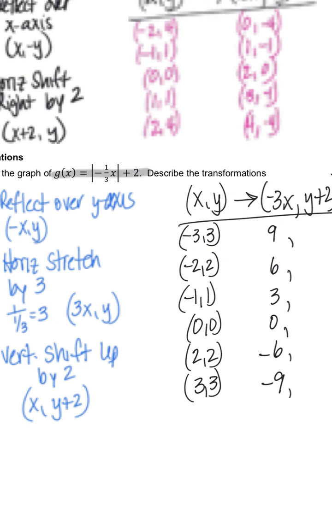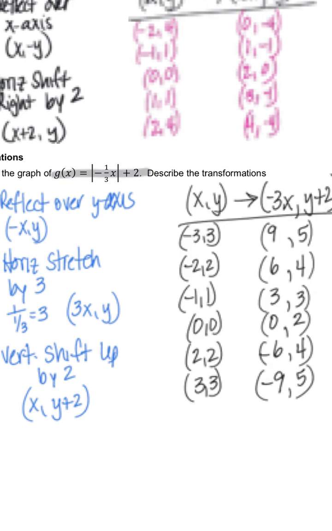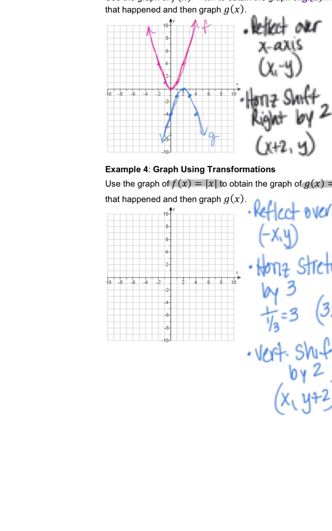3 plus 2 is 5. 2 plus 2 is 4. 1 plus 2 is 3. 0 plus 2 is 2. 2 plus 2 is 4. And 3 plus 2 is 5. So there's all of our new points. And slide over and graph them quick.